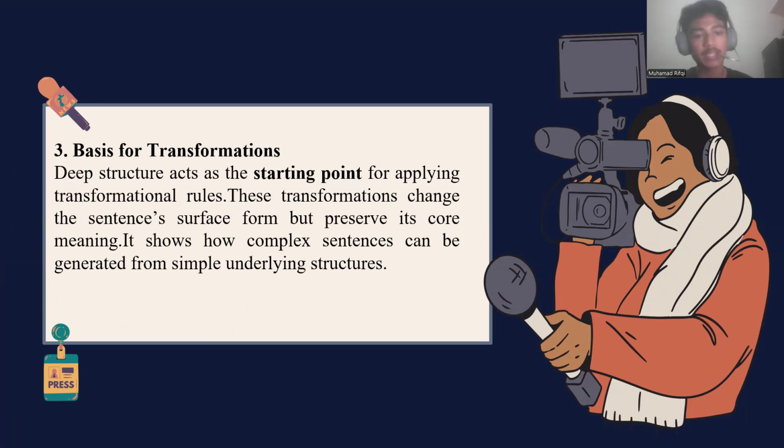Number 3 is basis of transformations. Deep structure acts as the starting point for applying transformational rules. These transformations change the sentence's surface form but preserve its core meaning. It shows how complex sentences can be generated from simple underlying structures.